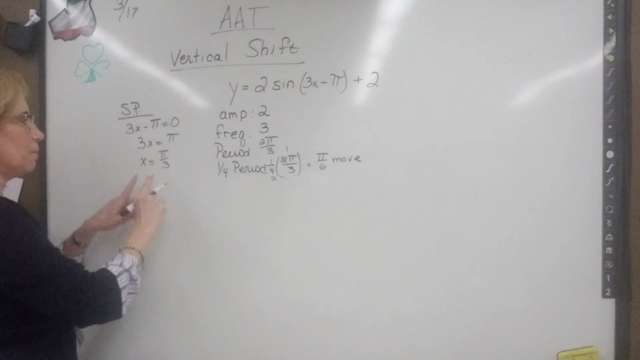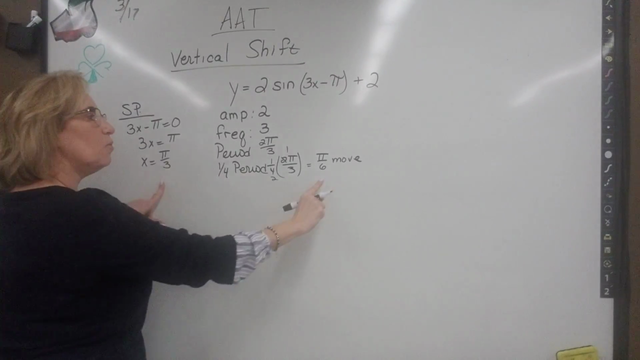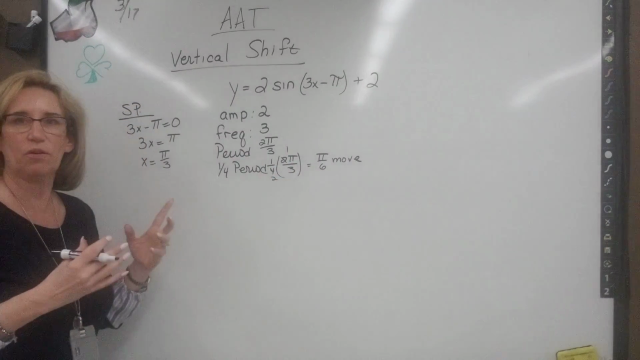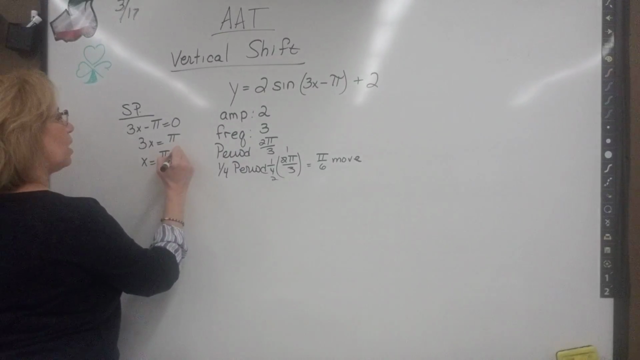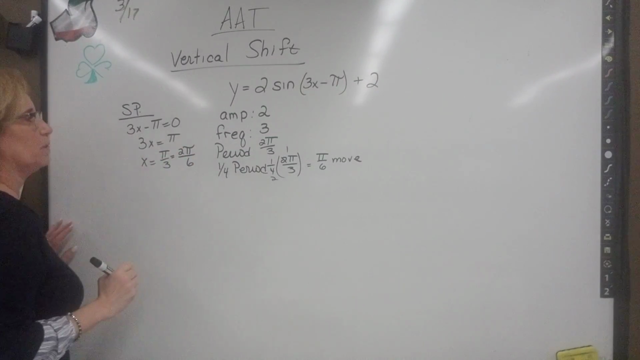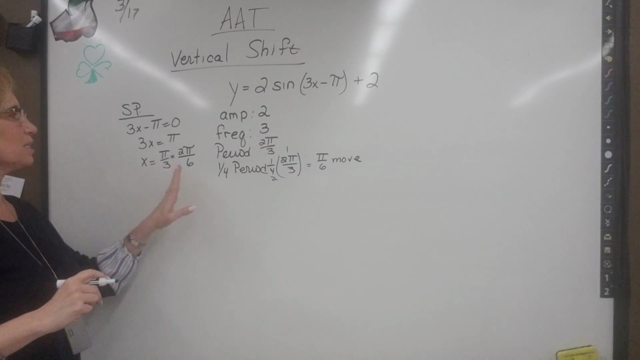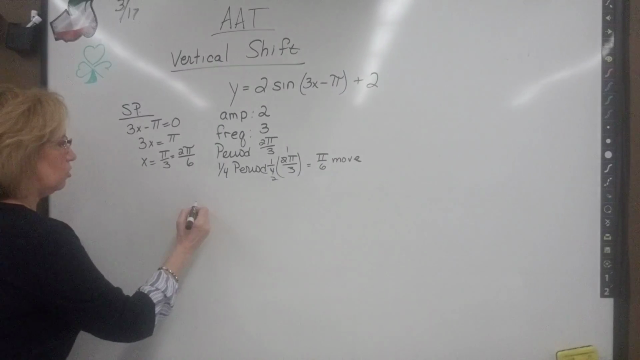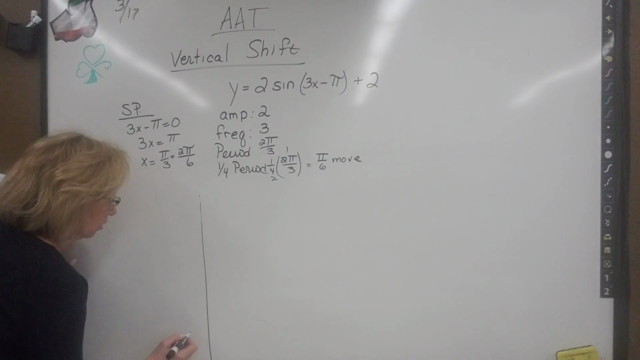Now remember, I'm starting at 1/3 and I'm moving every time by a 1/6. I can't add 1/6 to 1/3. They don't have the same denominator. So I will make this into a denominator of 6. So now we have 2 pi over 6 is where I'm going to start, and I'm going to count by pi over 6. I'm going to draw myself a little graph.